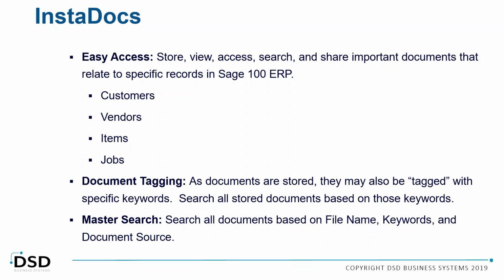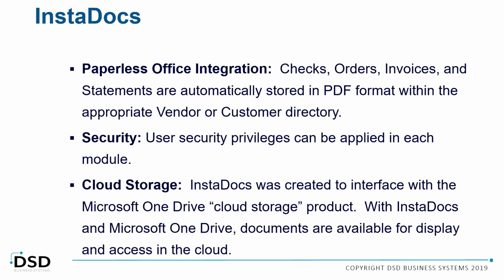second key feature, which is document tagging, a way to tag documents with specific phrases or keywords that you can then search on later. For example, you can tag your document with the key phrase needs management approval, which then leads us to the third key feature, the master search. Once you have tagged documents, you can then search on those tags. So you could search for all documents for the key phrase needs management approval, and then be able to access and review those documents. The fourth key feature is Paperless Office.